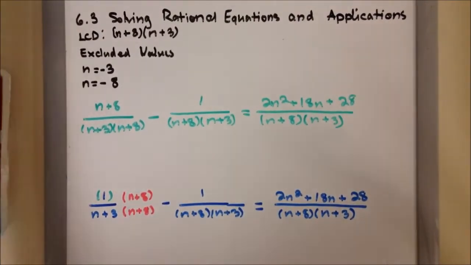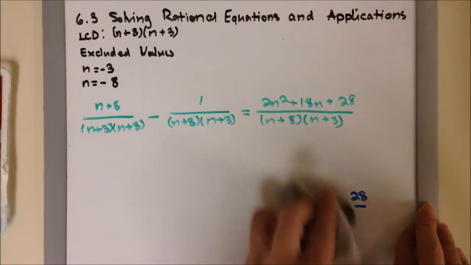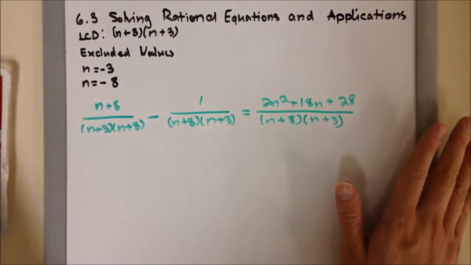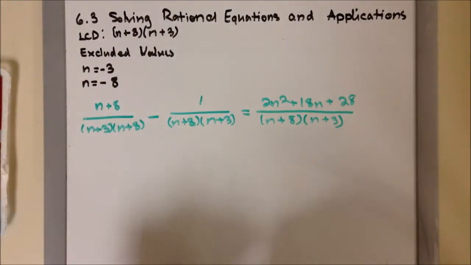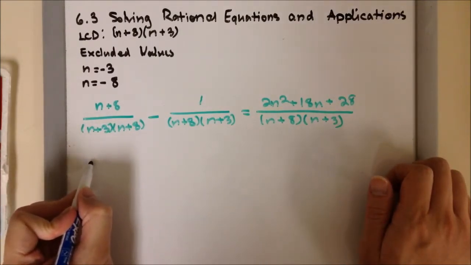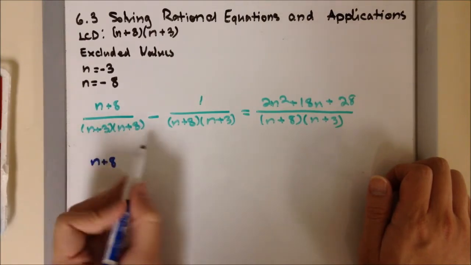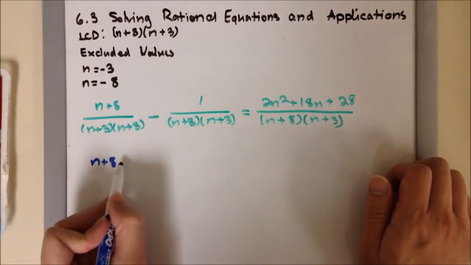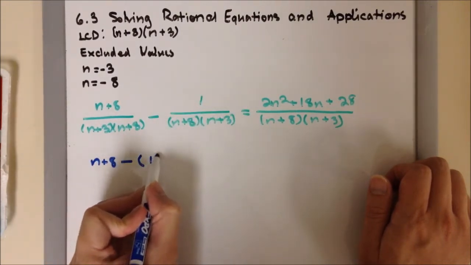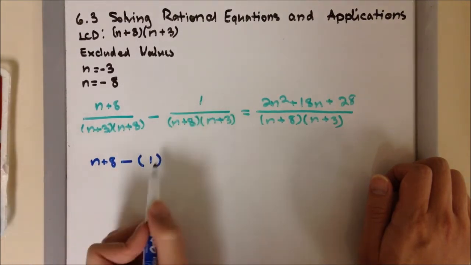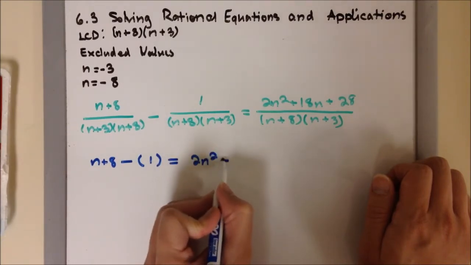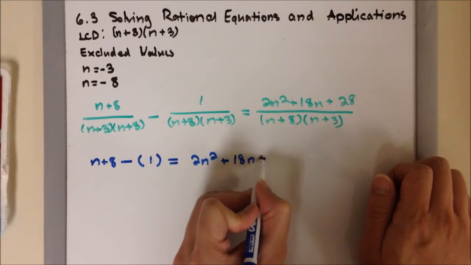Now, from here, since the denominators are the same, the only thing that you need to focus on is just the numerator. So I'm going to write down the numerators to make it look easier to work with. So here's the numerator from the first fraction, n plus 8. Now the one thing we've got to watch out for is if there's a minus. If I'm going to write minus, what comes after that, I'm going to put the numerator in parentheses. So in the second fraction it has a 1, so I'm going to put the 1 in parentheses, equal to 2n squared plus 18n plus 28.